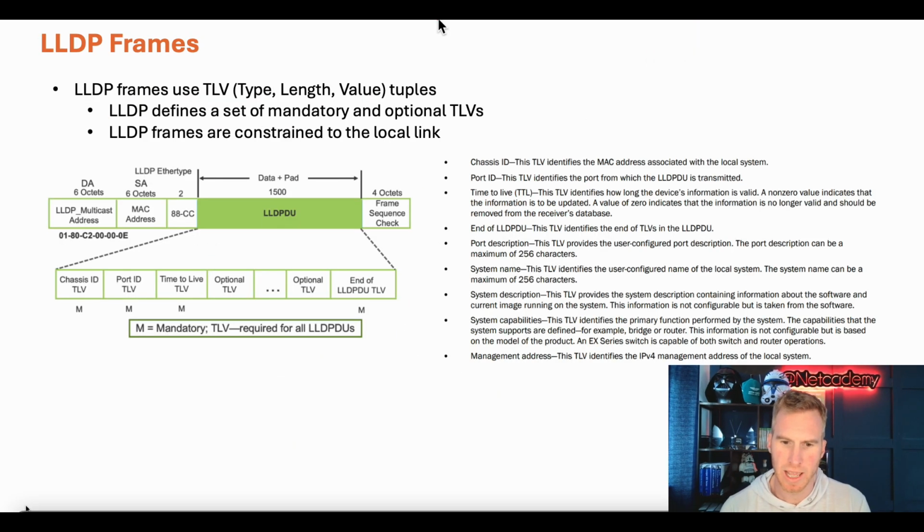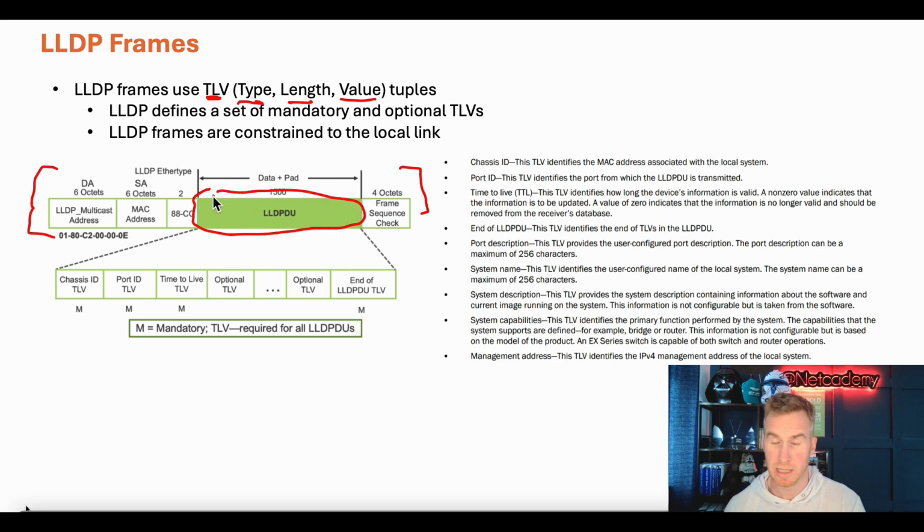So as I just said, LLDP frames use TLVs, or type length value, tuples. Don't worry about the tuple part. But what LLDP basically does is, we've got the Ethernet frame right here, and inside the payload would be the LLDP, the Link Layer Discovery Protocol Data Unit, or PDU. This is made up of mandatory TLVs, where it defines what is the type, what is the length, and what is the actual value that's inside that particular header.